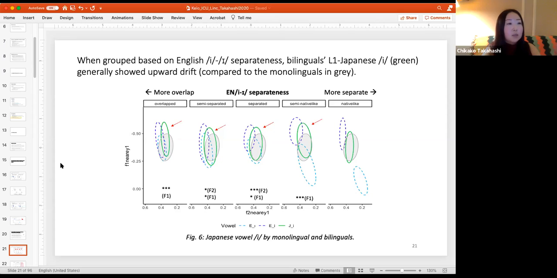So you can kind of think of these groupings as beginner learners to more advanced learners to the right. So we are most concerned with how the green ellipses representing bilinguals' Japanese I differ from the gray polygons representing monolinguals' Japanese I. As indicated by the red arrows, we can see that upward divergence is exhibited in 4 out of 5 subgroups. The significance star indicates the difference between bilinguals' production of Japanese I as compared to the monolingual group on F1 and F2.